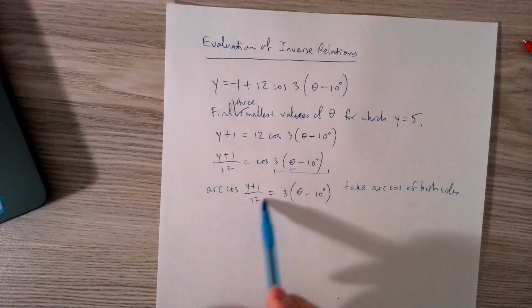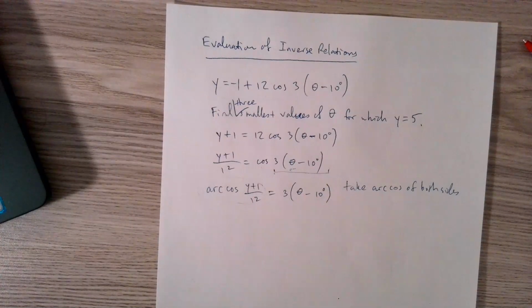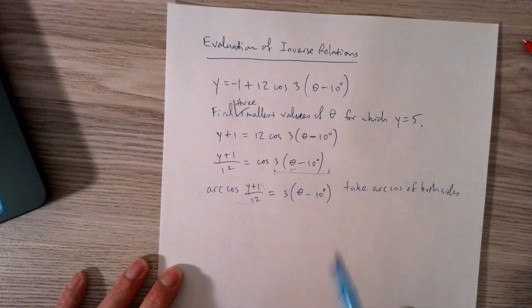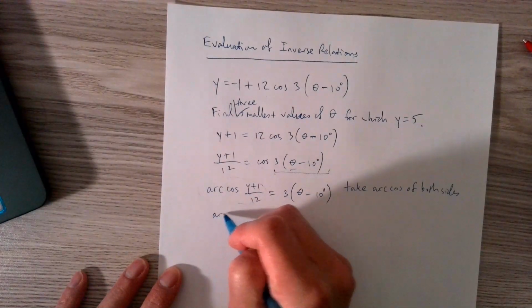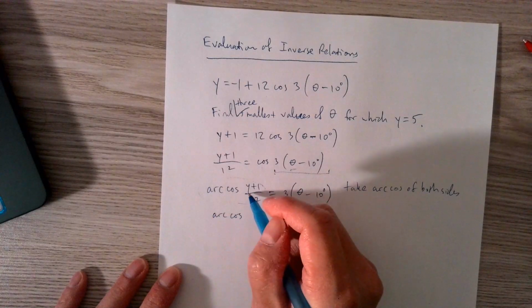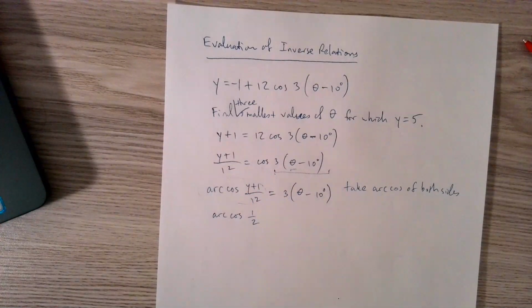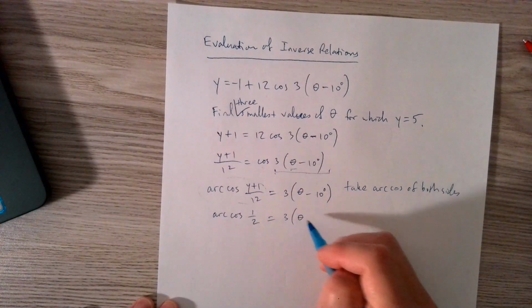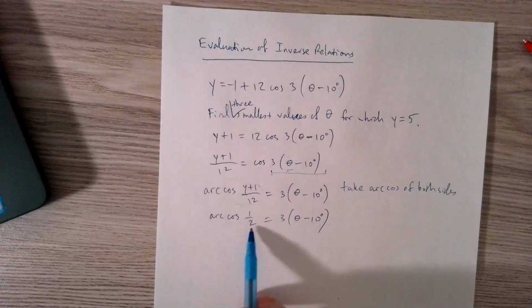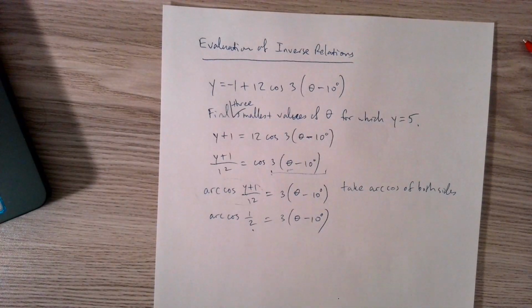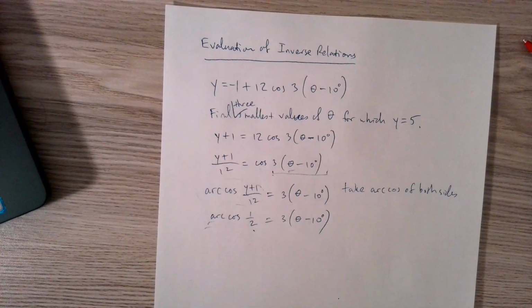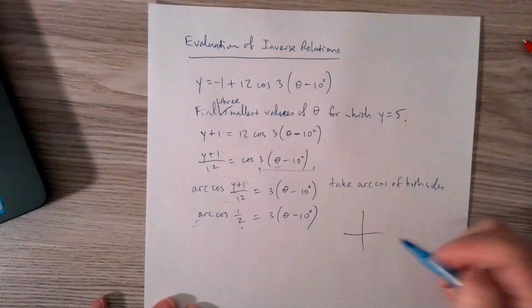Okay, I can't find the value of arc cosine of y plus 1 over 12 unless I know the value of y, so now I'm going to put it in. Remember, it was 5, so this fraction becomes 1/2. Okay, that's a convenient value because we should know angle values that have a cosine of 1/2. And it's a lowercase n, okay? So we want to express all of them. So back to the unit circle.